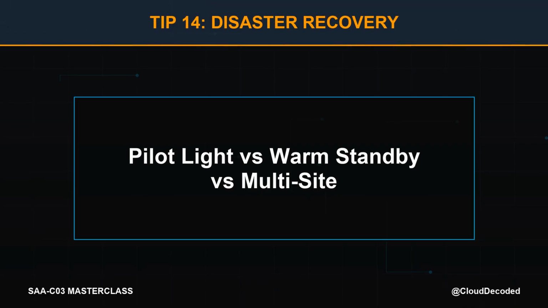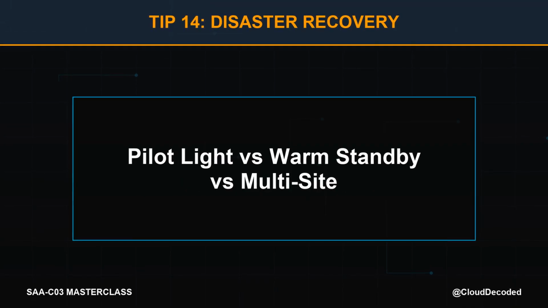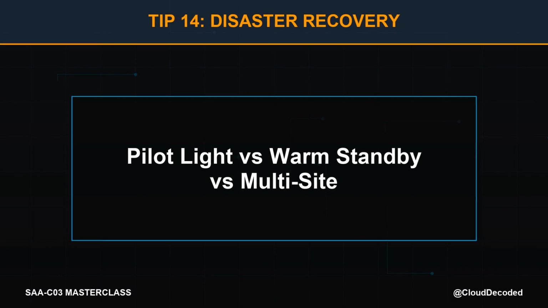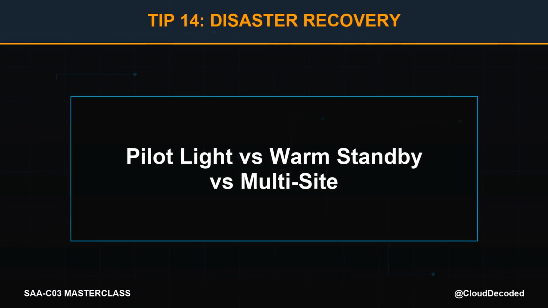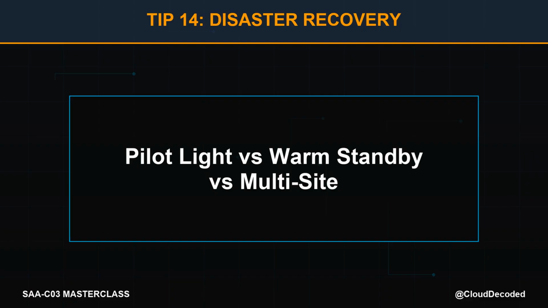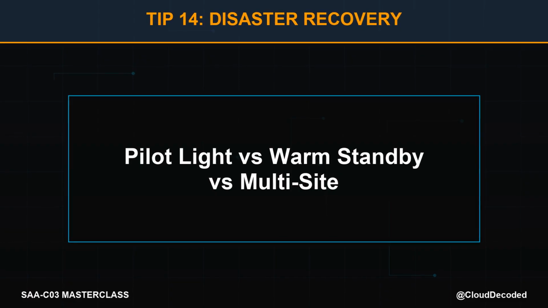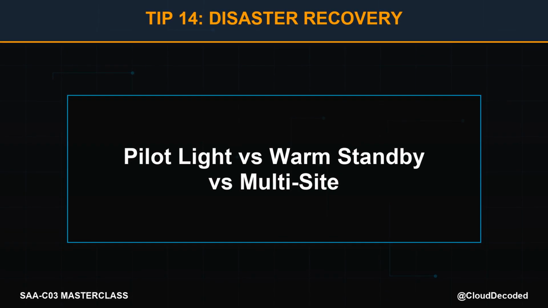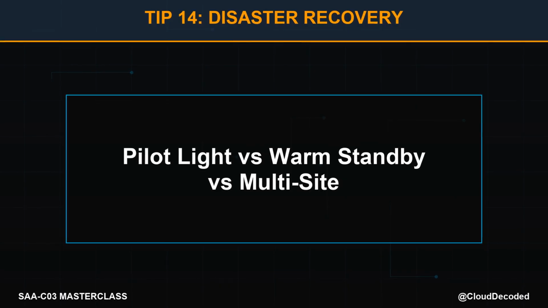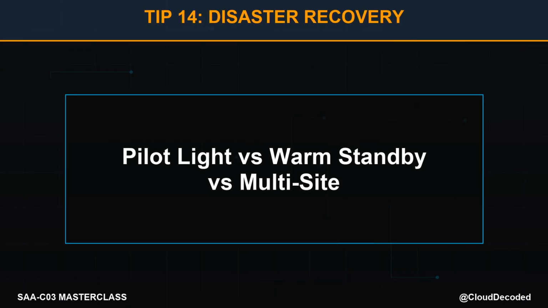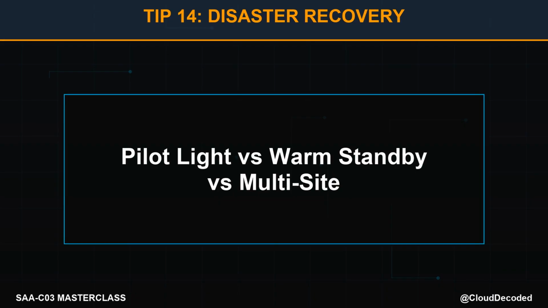Tip 13. Disaster recovery strategies. You must know the 4 types: backup and restore, pilot light, warm standby, and multi-site active-active. Backup and restore is cheapest but has high RTO. Pilot light keeps only critical core services running in a second region.